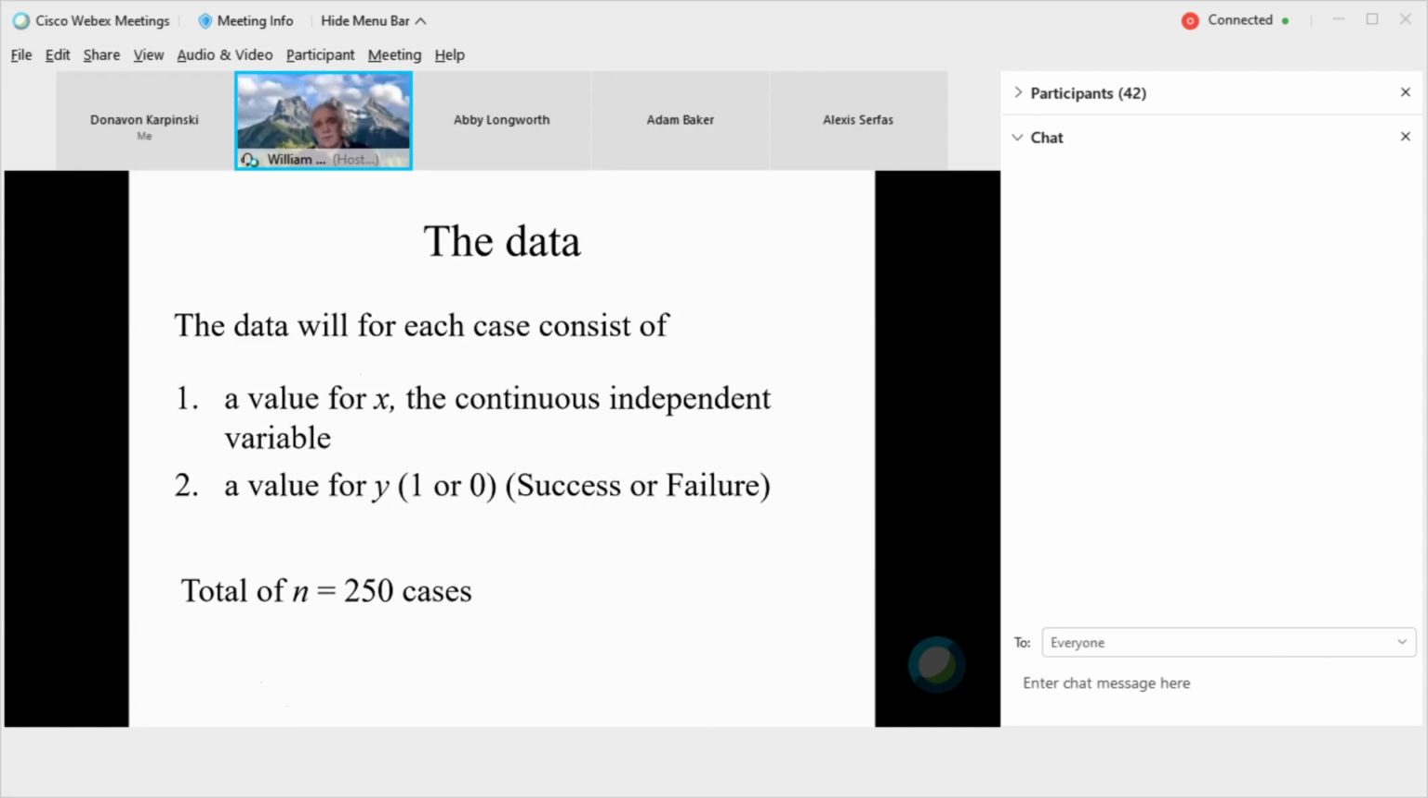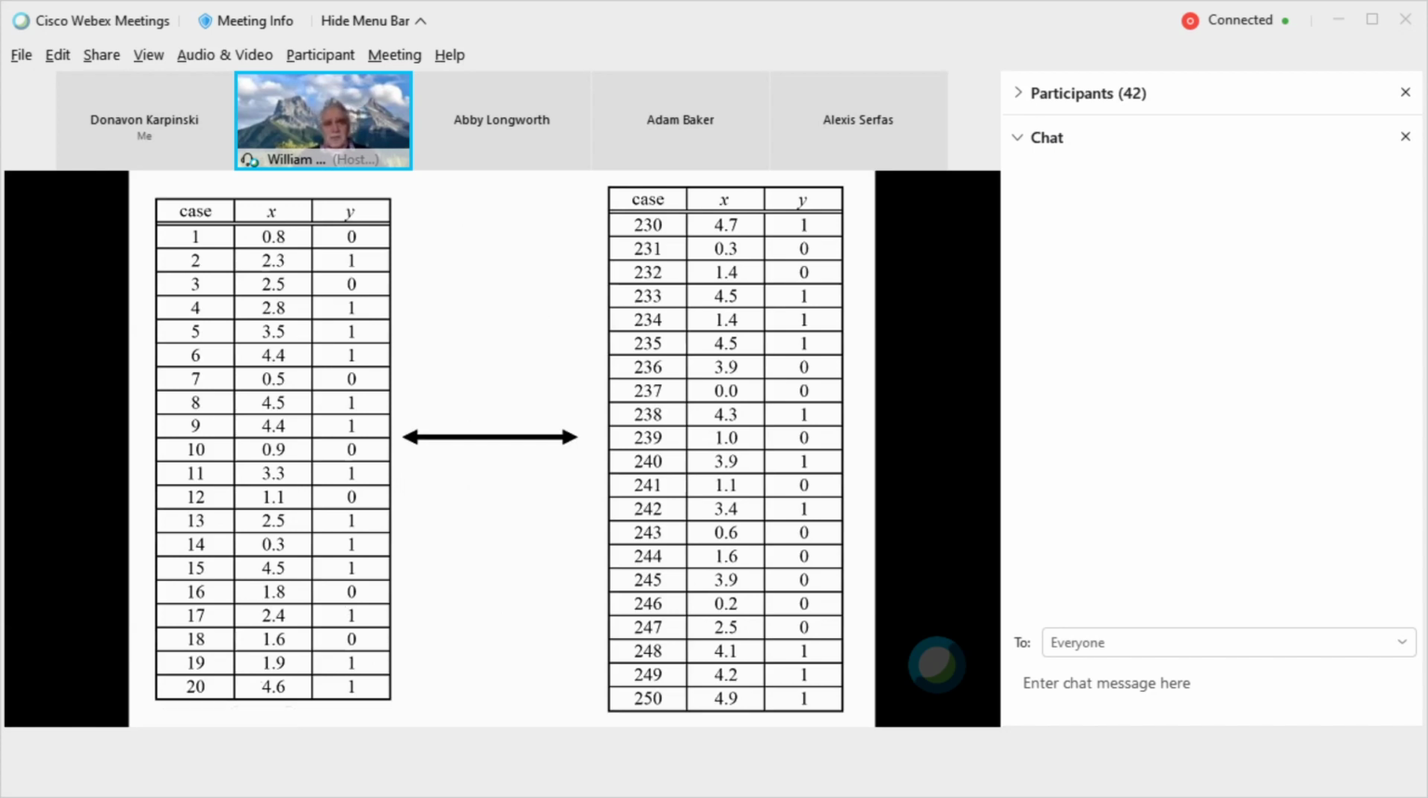The data. The data for each case will be a value of x together with the value of y. The value of y takes on only two values, 1 or 0, whether it's a success or a failure. Suppose we've collected the data on 250 cases. So this is some of the data shown in an Excel file. You have a value of x and a value of y, which is either 1 or 0.